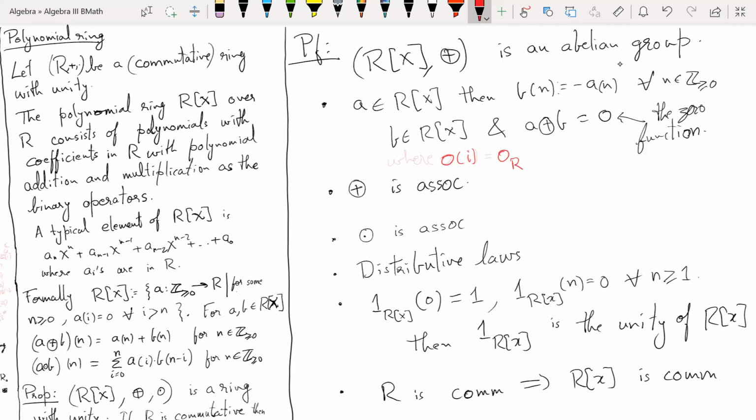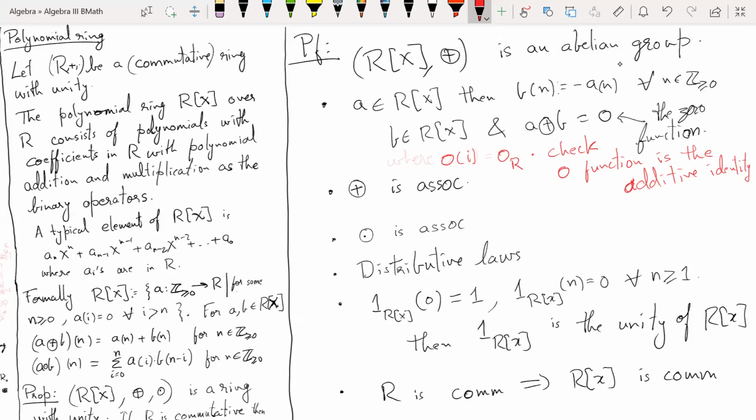And check that the zero function is the additive identity. This should have been the first step, but again that is quite obvious. If you add the zero function, you don't change the function. And then this plus is associative. That follows from the fact that the plus in R is associative, because this is basically component-wise addition.